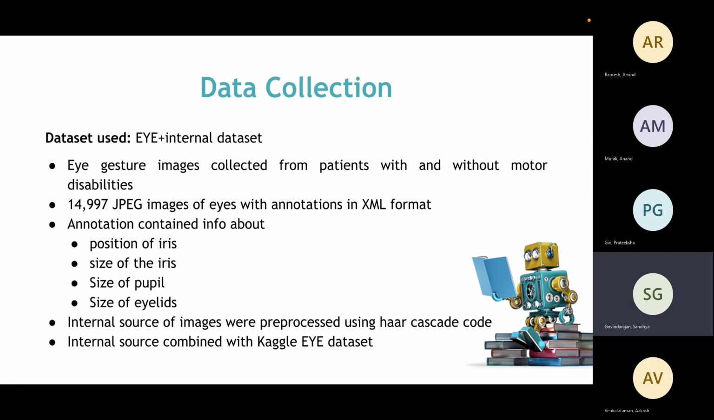So moving on to the data collection, we used two sources of data. One is the eye data set and the other is an internal data set that we compiled. The eye gesture images were collected from patients with and without motor disabilities. There were a total of 14,997 images in the eye data set. And the annotation contained information about the position of the iris, size of the iris, size of the pupil, and size of the eyelids. The internal data set, on the other hand, was created by us and pre-processed. And this was combined with the eye data set to give more images for training.